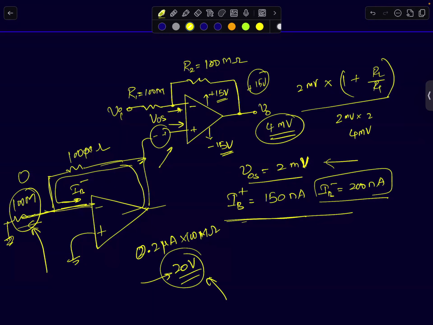It's literally saturating the amplifier itself. So that's the problem. The output voltage is going to 15 volts. So in this circuit, if you see, the problem is because of the bias current and not the offset. The offset voltage, input offset voltage, is not a big deal here.